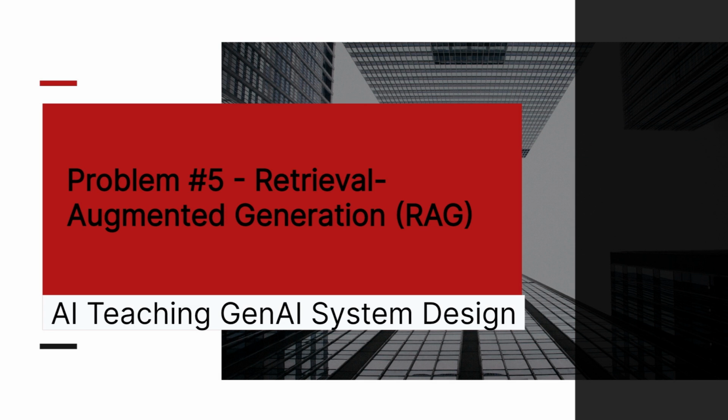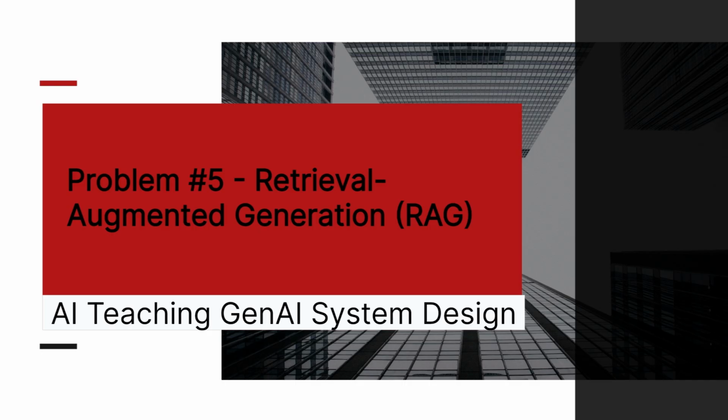Welcome back. In today's video, we're going to explore the design of a Retrieval-Augmented Generation system, often called RAG. At a high level, RAG combines two powerful ideas: retrieval, where we search a knowledge base to find the most relevant information, and generation, where a large language model takes that retrieved information and produces a fluent, grounded answer.